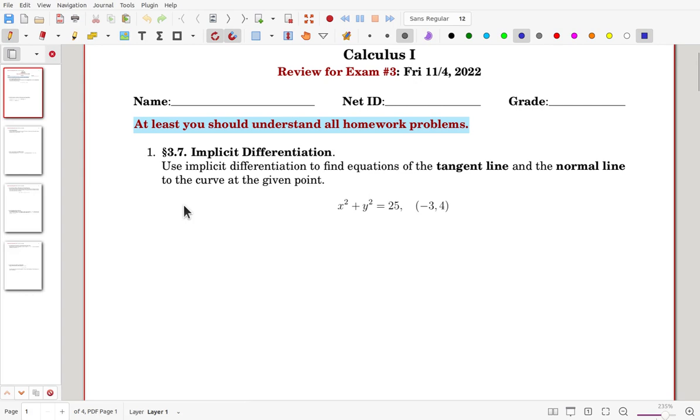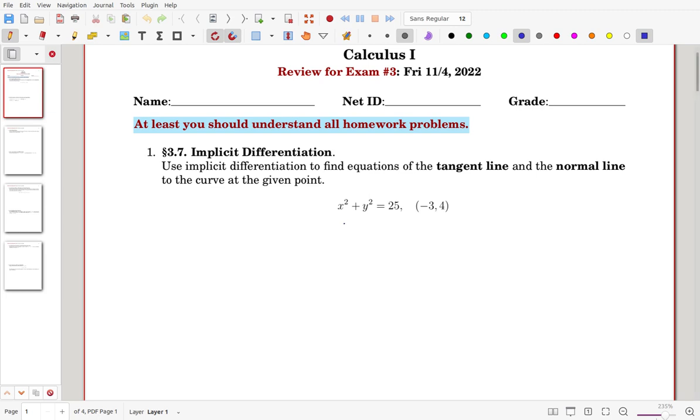Use implicit differentiation to find equations of the tangent line and normal line to the curve. The curve is given implicitly. In fact, this is a circle of radius 5 at the point (-3, 4). So the point is already given. If we want to find the tangent line in point-slope form, then we have to find the slope, y prime.